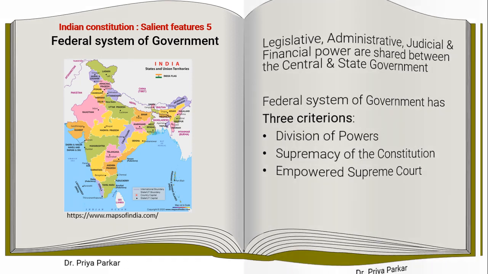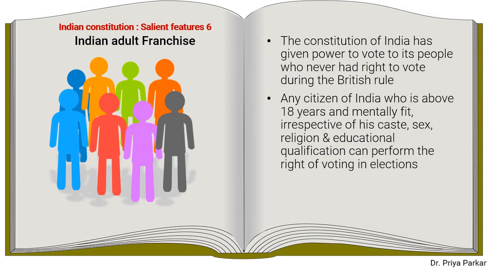Indian adult franchise is another feature of our Indian constitution. Indian adult franchise means the Constitution of India has given the power to vote to its people, who never had the right to vote during the British rule. Any citizen of India who is above 18 years and mentally fit, irrespective of caste, sex, religion, and educational qualification, can exercise the right of voting in elections.